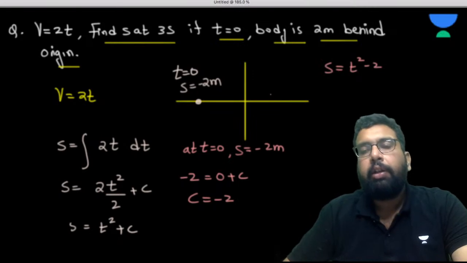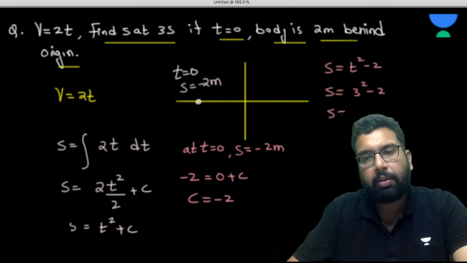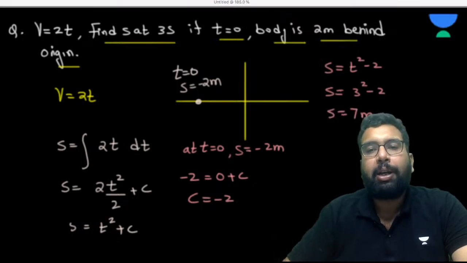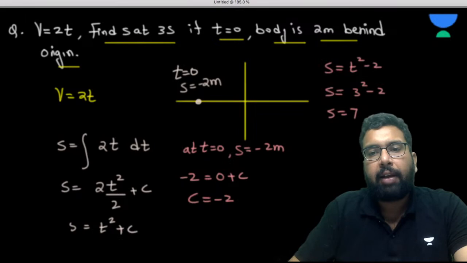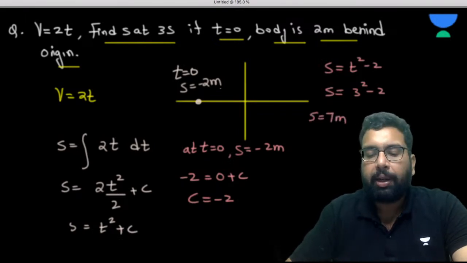Now, what is the displacement at 3 seconds? In place of t, we can put 3. So it will become 3 square minus 2, so s will become 7 meter. So what is the displacement at 3 seconds? It is 7 meter.